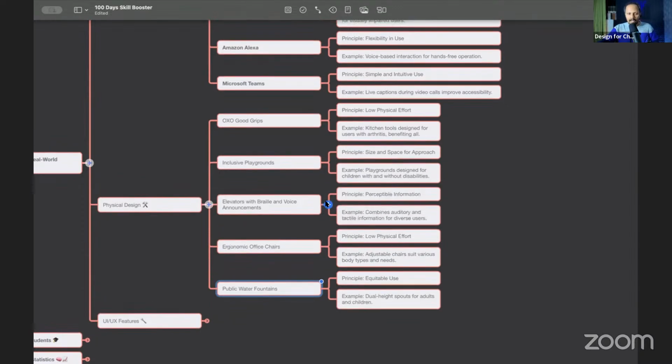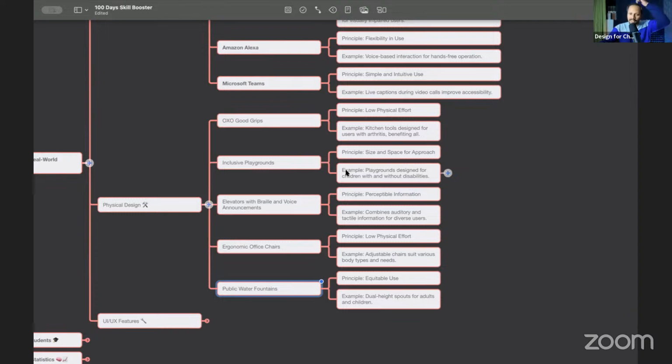Elevators with braille and voice announcement. Have you seen the voice announcement in the elevators? That is also for blind people, and you will see the braille dots in the elevators, so they will know that the elevator is going up and down. And it will also be voice enabled. People who can't see can hear it. People who are not able to hear can just touch the braille and understand. And normal people can understand too. So universally, this is an example.